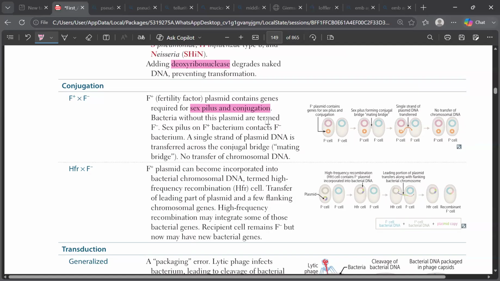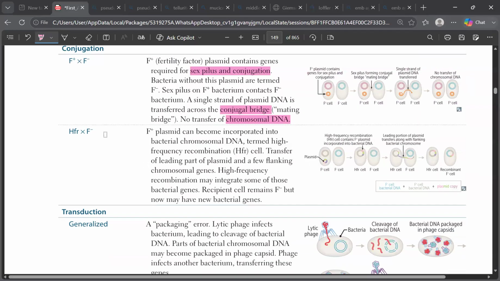Bacteria without the plasmid are termed F negative. So what determines the fertility factor is the plasmid. If there is a plasmid, we're going to call it F positive, and if there's no plasmid, we're going to call it F negative. The sex pilus of an F positive bacterium contacts an F negative bacterium. A single strand of plasmid DNA is transferred across the conjugal bridge or the mating bridge, and there is no transfer of chromosomal DNA.